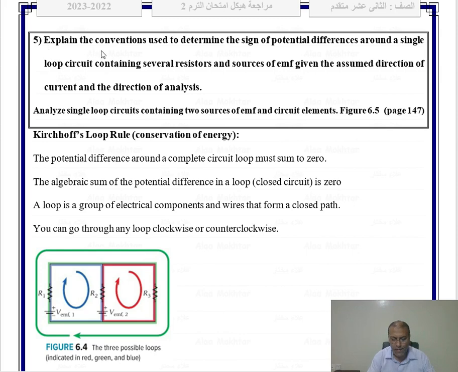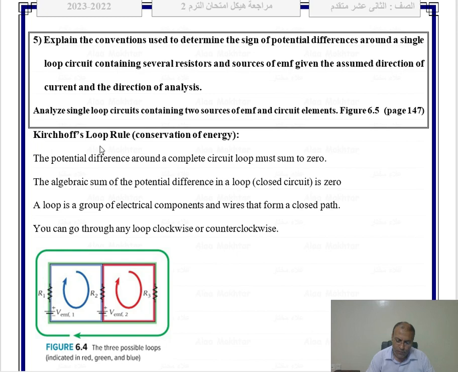Question number 5. Explain the convention used to determine the sign of the potential difference around a single loop in Kirchhoff's second rule. Around a single loop circuit containing several resistors and sources of EMF, given the assumed direction of current and the direction of analysis. Analyze a single loop circuit containing two sources of EMF and circuit elements as in figure 6.5.